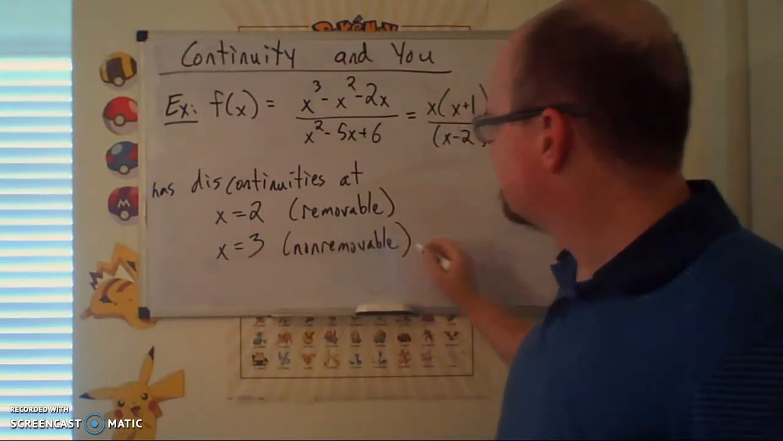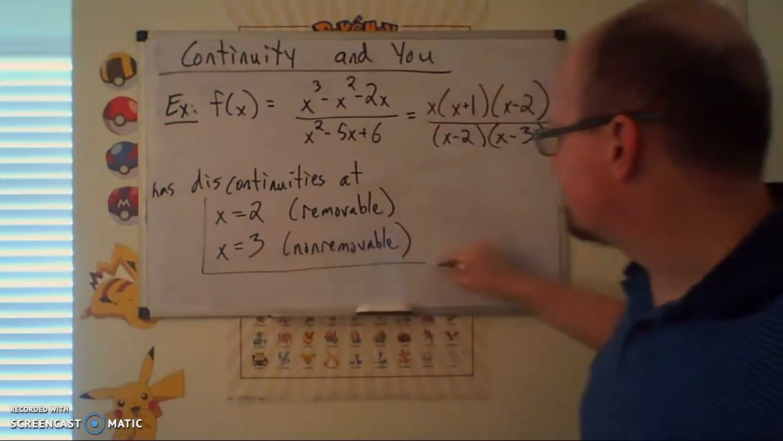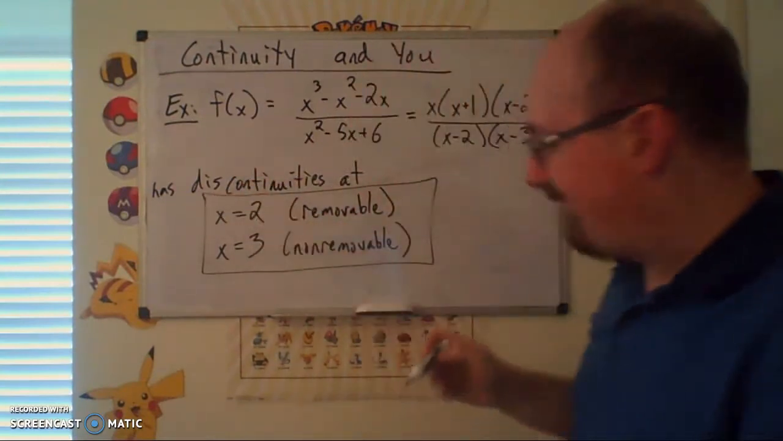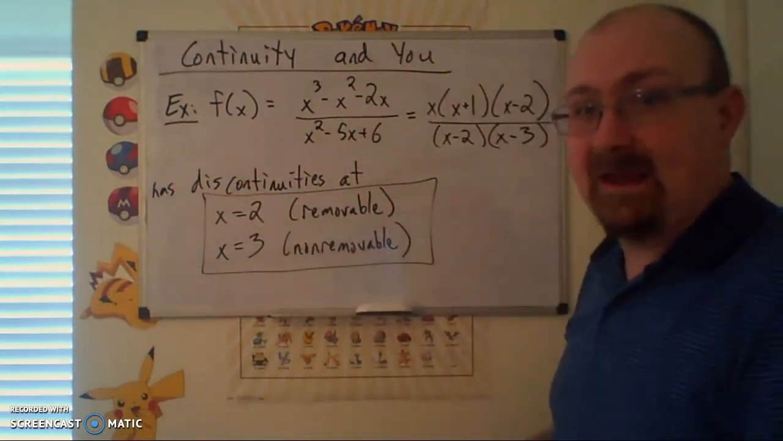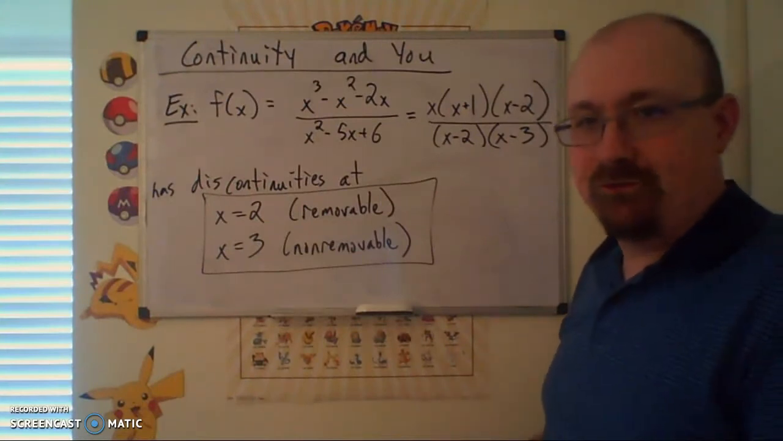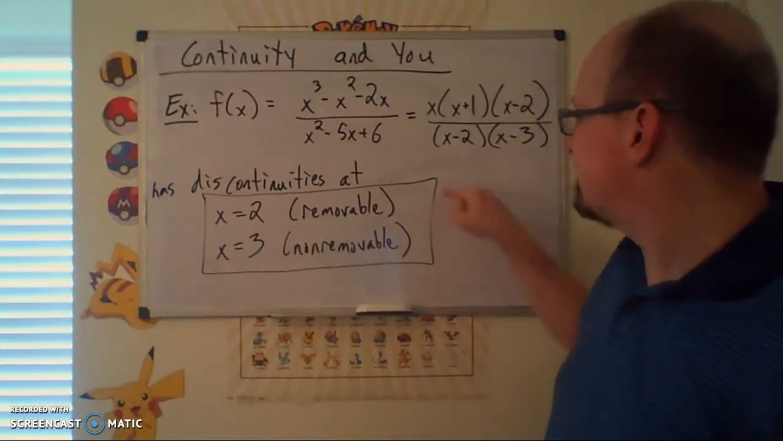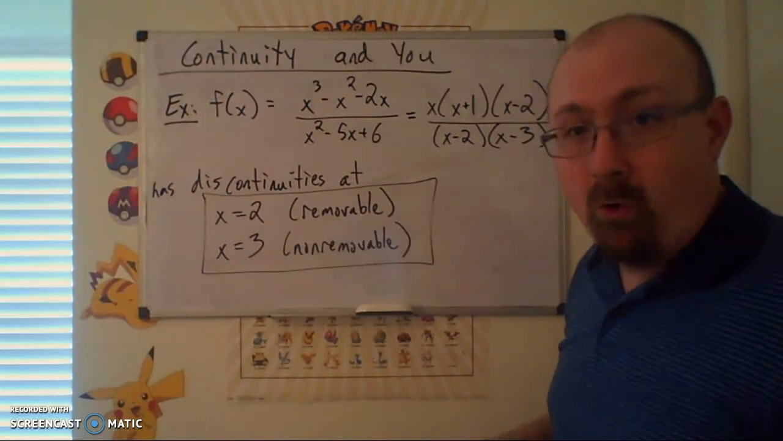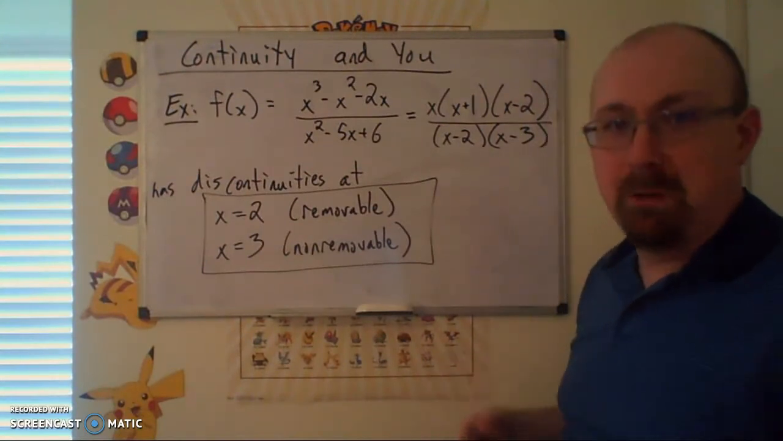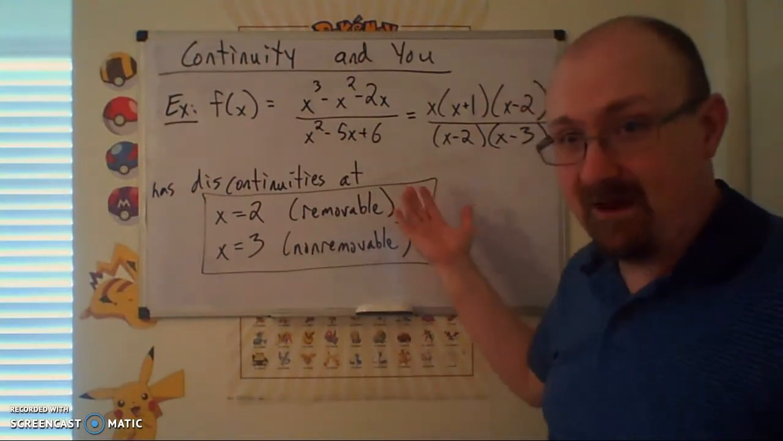So that is what we would call a non-removable discontinuity. There would in fact be a full-on break in the function at x equals 3, whereas at x equals 2, we would just have a little hole that we draw, and then we could plug it in with the appropriate limiting value.